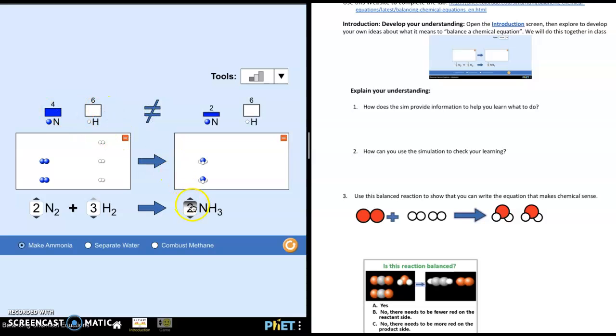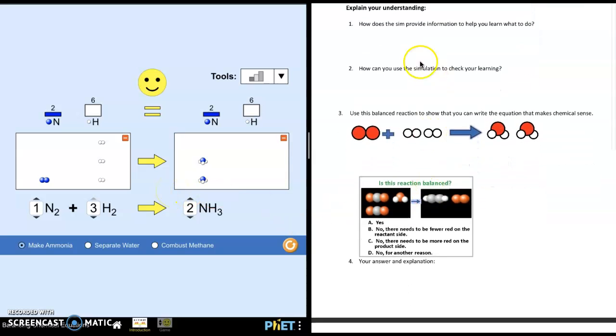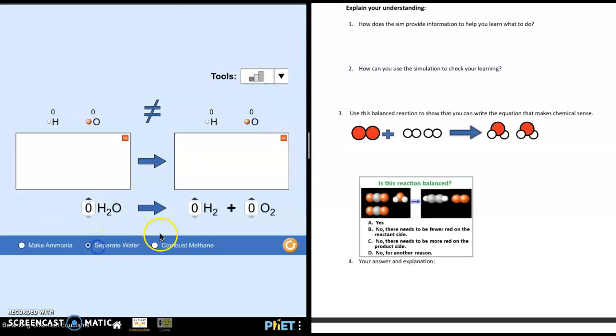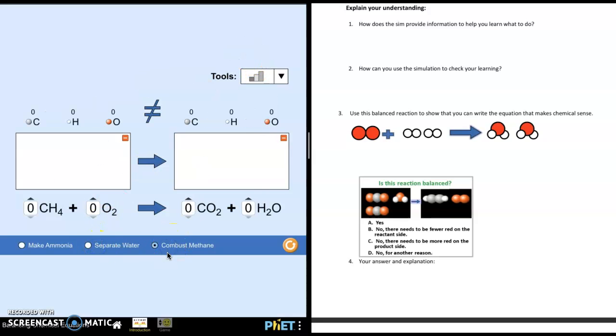Notice this is 4 and 6, 4 and 6. If I change that, see how the yellow smiley pops up. It gives me the basis here. So how can you use the simulation to check your understanding? You're looking for the smiley face. You also have your scale or your bar graph. And over here you've got separate water and combust methane to balance as well.